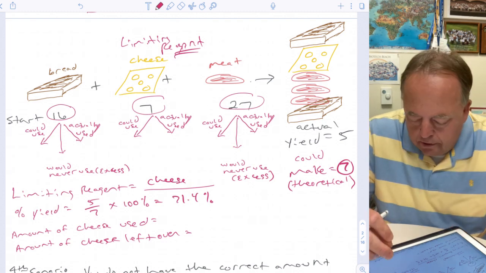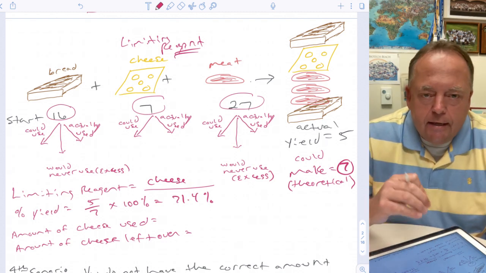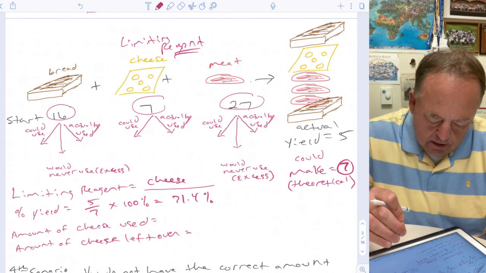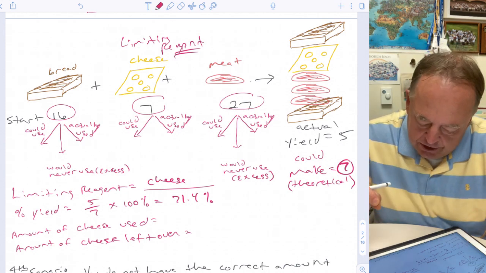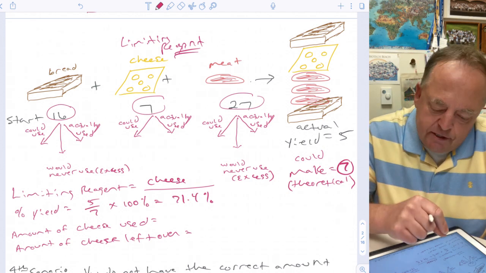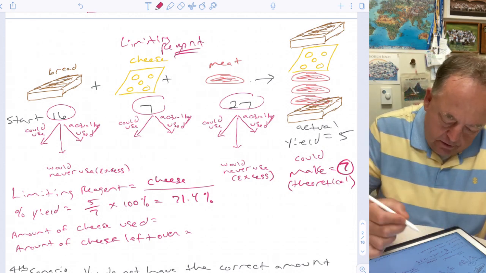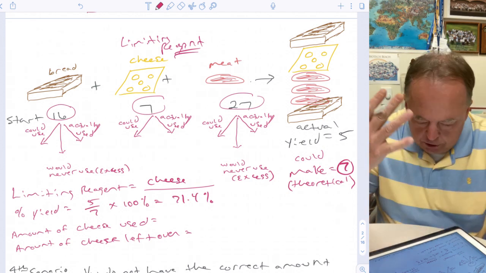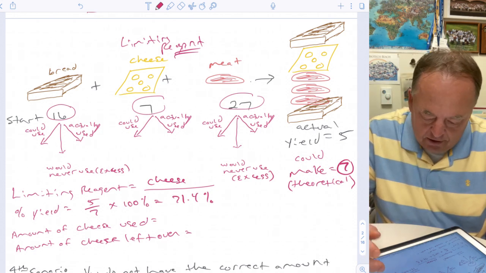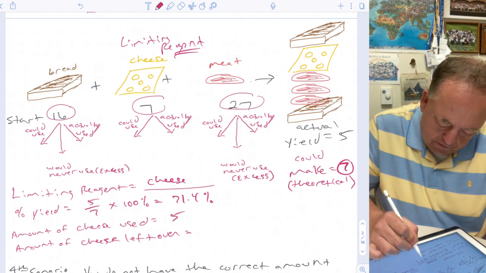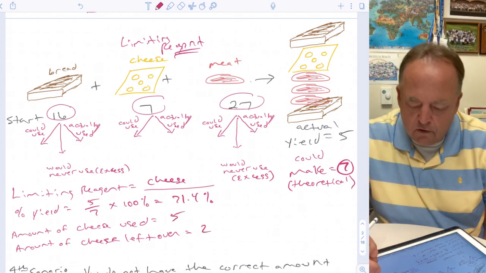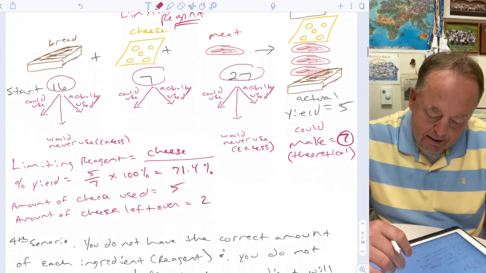Okay, so now the harder part here is calculating how much of everything is left over. For the cheese, that is easy because it's the limiting reagent, and the percent yield applies to the limiting reagent. So, of course, you can just visually figure this out, right? You had 7 slices of cheese and you made 5 sandwiches, so you used 5 slices of cheese and there's 2 left over. But you could do this mathematically as well.